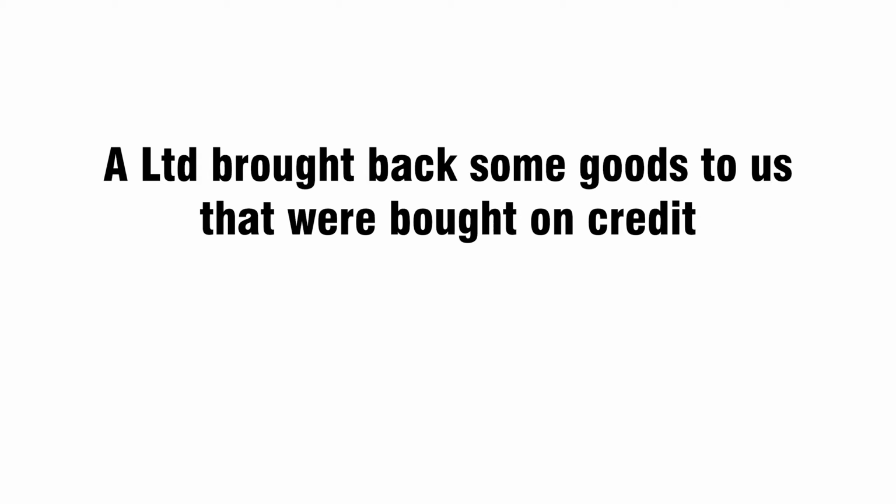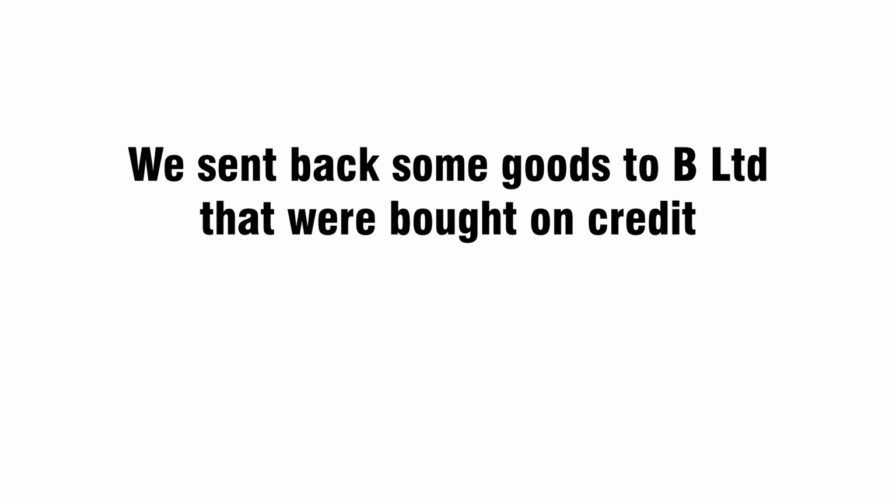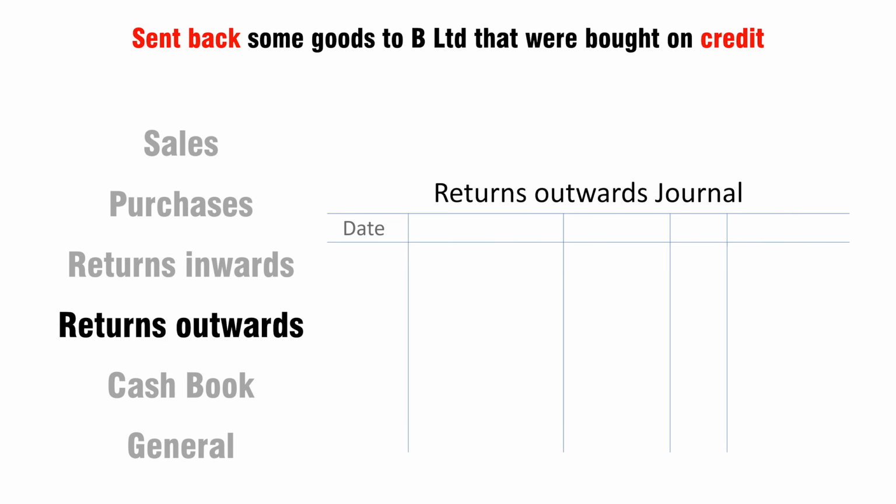A Limited brought back some goods to us that were bought on credit. Returns inwards journal: date, customer, credit note, folio, amount due, A Limited. We sent back some goods to B Limited that were bought on credit. Returns outwards journal: date, supplier, credit note, folio, amount due, B Limited.